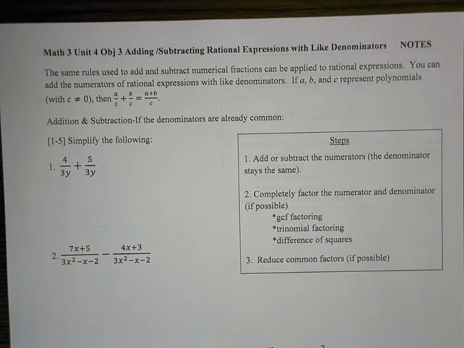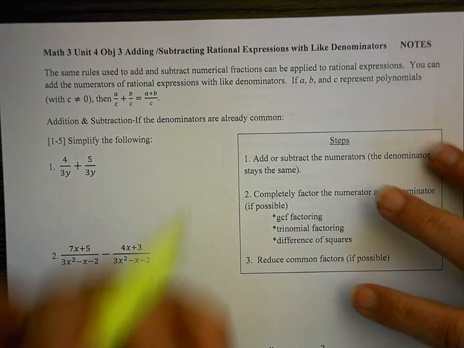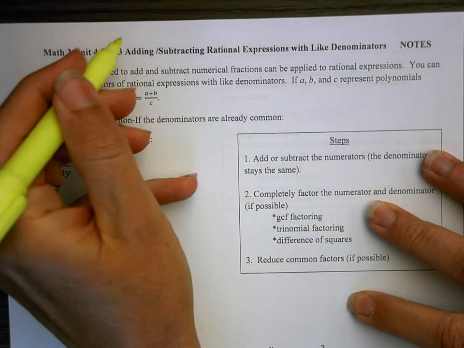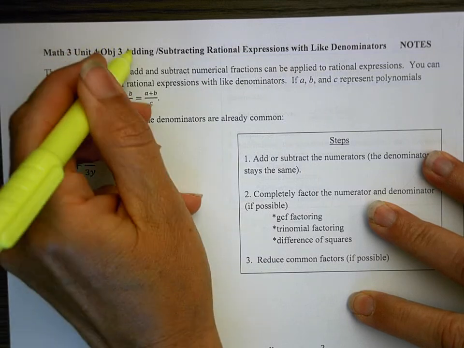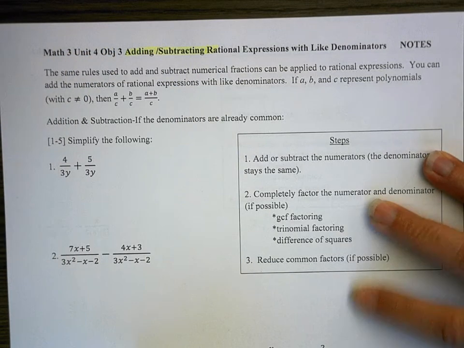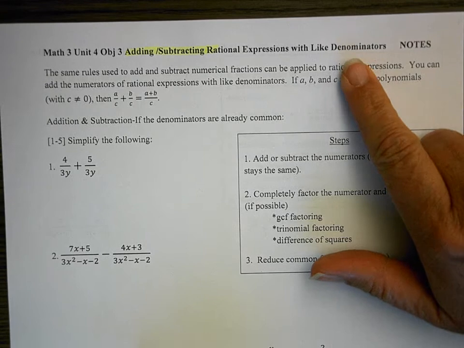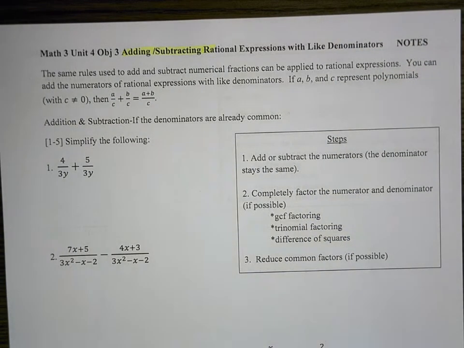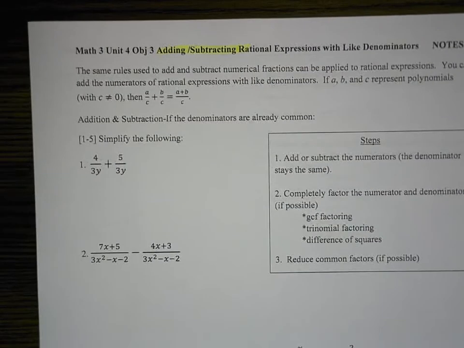This is the video lecture for Math 3 Unit 4 Objective 3, and we are going to be working with adding and subtracting rational expressions. Initially we'll be doing it with like denominators, so the denominators being the same. So just adding and subtracting fractions.